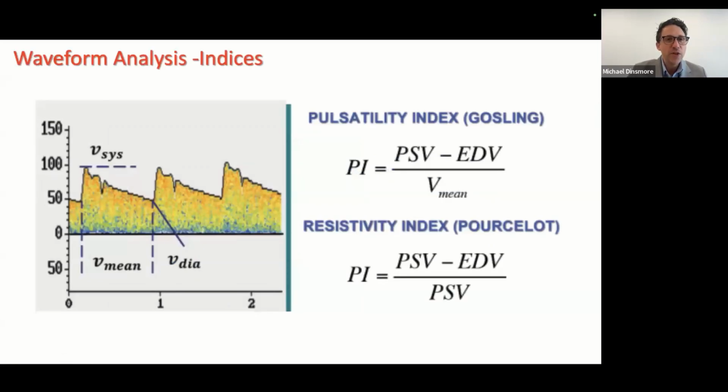It's going to calculate two indices for us. It's going to calculate the pulsatility index and the resistivity index. Okay, and I'll tell you why these are important a little bit later. But the machine will do this for you. If not, it's an easy formula. You can calculate it if you can find the peak systolic, end diastolic, and the mean.